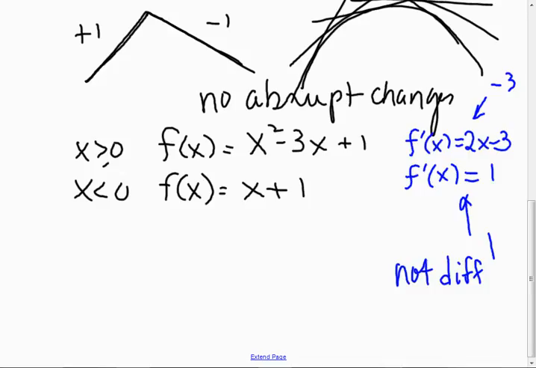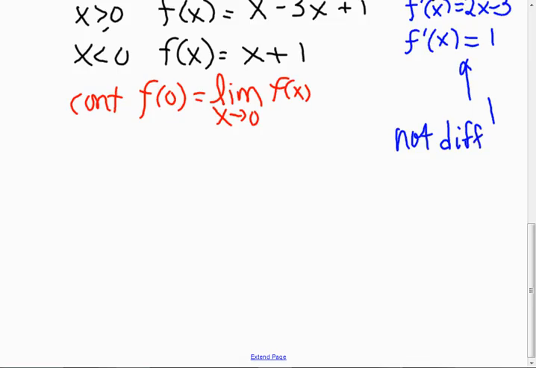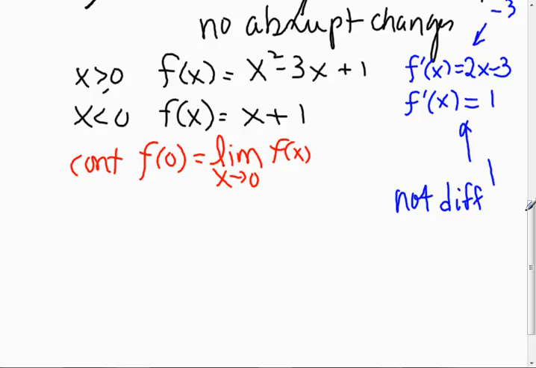Is it continuous at 0? How do you know? If it's continuous, then you have to be able to find f of 0 and the limit as x approaches 0. Actually, it's a good example of a piecewise function. Lots of piecewise functions on the exam. f of 0 uses this formula right here. So f of 0 is 0 squared minus 3 times 0 plus 1. What is it on the right side? It's 0 plus 1. So yeah, it is continuous, isn't it?